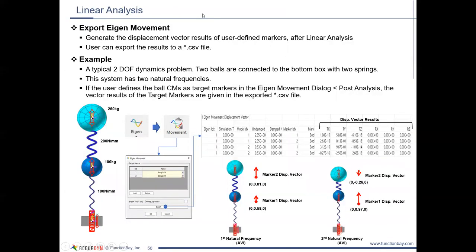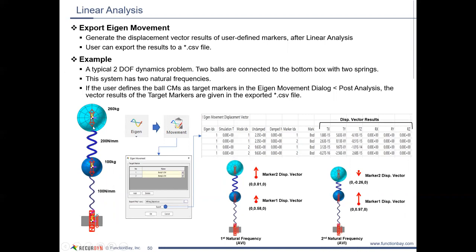Okay, for the linear analysis module, you can export the motion information for the eigenvectors basically, and that information can be exported to a CSV file. An example here, we have 2 balls. This is kind of shown opposite of maybe what you see in a textbook, but in this case we have a block at the bottom. It has a certain motion to it, and then we have these 2 balls above it, and they have certain mass and certain springs and certain spring rates.